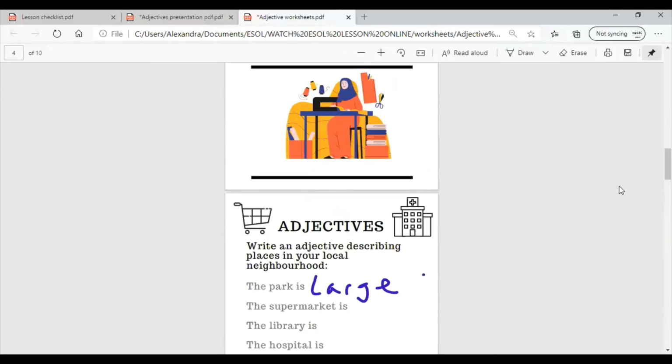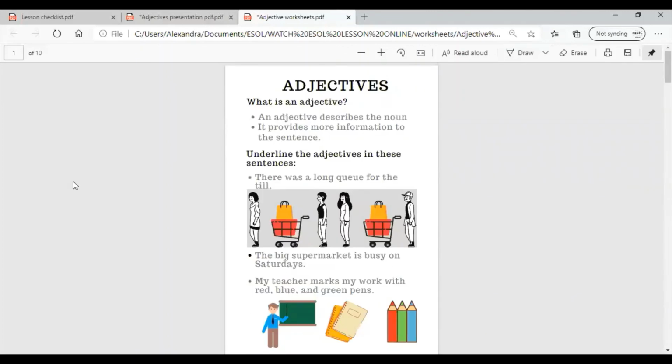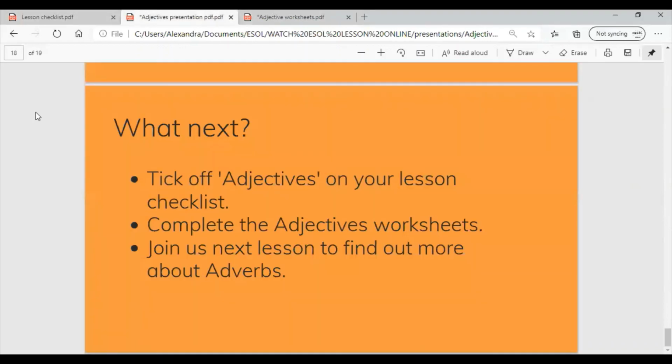But these are the worksheets. If you do have any issues with them, do drop me an email. You all have my email address, so do let me know if you're struggling or you don't understand what to do on the worksheets.